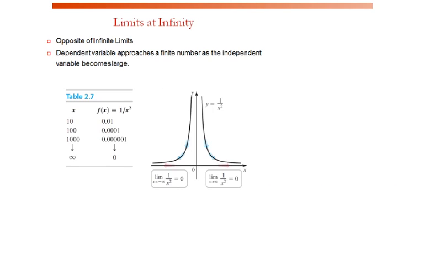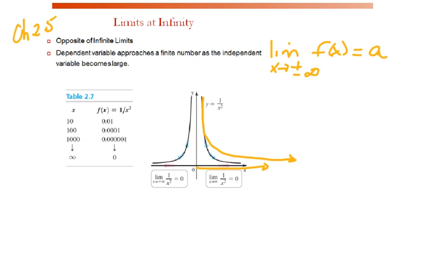The second class of limits, which we'll work with primarily in chapter 2.5, but I do want to briefly introduce them here, are limits at infinity. A limit at infinity happens when x grows without bound. So the independent variable grows without bound. When x goes to plus or minus infinity, with regards to some function f of x, if that equals some value, then we say that this is a limit at infinity. If you look at this diagram, as x grows without bound, this function, y equals 1 over x squared, is getting closer and closer to 0.